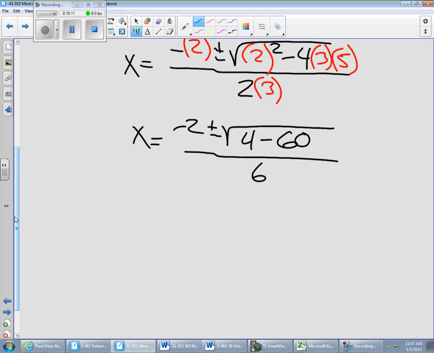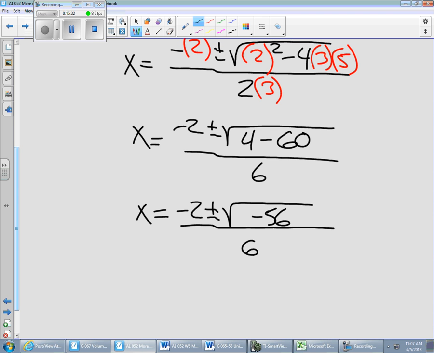So let's see what else we've got. -2 plus or minus. What's underneath the radical? 4 take away 60. Yeah, -56. Now we talked about this situation a little bit. Well, not a little bit. We talked about it a lot actually on Thursday before all the testing began.